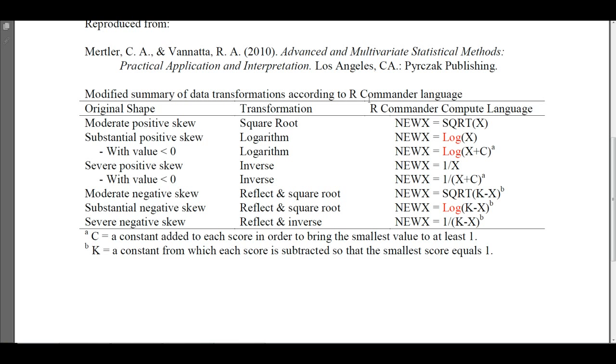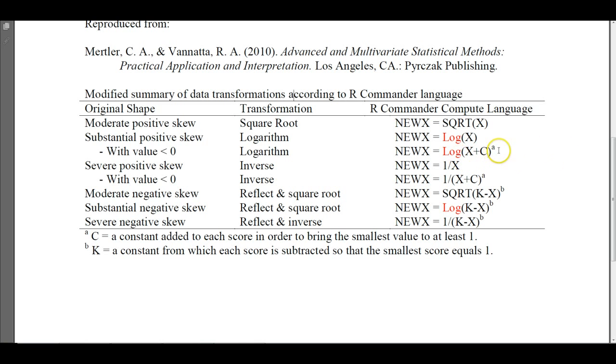So basically, if you have data with a moderate positive skew, the transformation would be square root, and you call the new variable whatever you want. In this case, we're just calling it new x, the new version of x. So you do the square root of that variable, whatever x may be. And then you can do a log of x for a substantial positive skew, and then a log of x plus c for a severe positive skew.